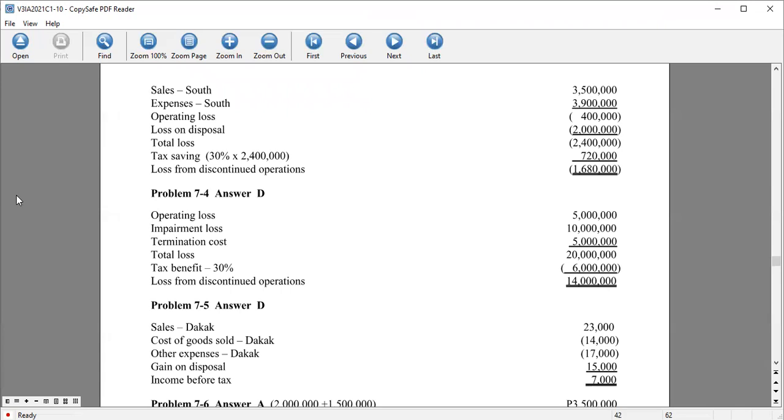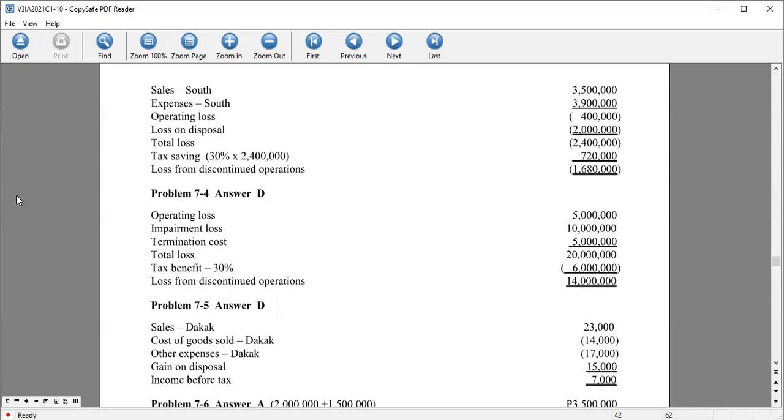Then 7-5, we have the income tax. Income before tax equal to 7 million. That's the answer to 7-5 is letter D. The question is, what amount should be reported as pre-tax income or loss from discontinued operations? So we have now the 7-5, the sales, the cash 23 million, then deduct the cost of goods sold of 14,000 and other expenses of 17,000. So meaning there's a loss of 8,000.